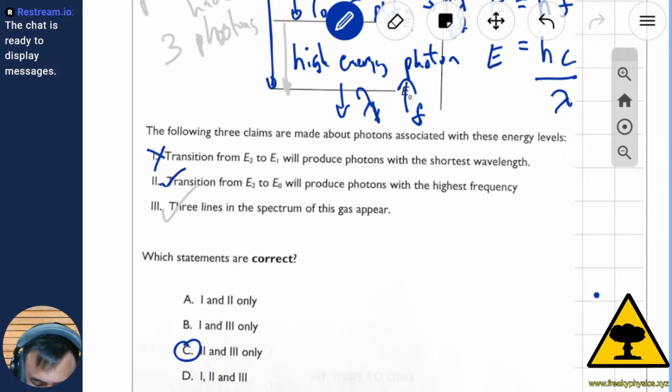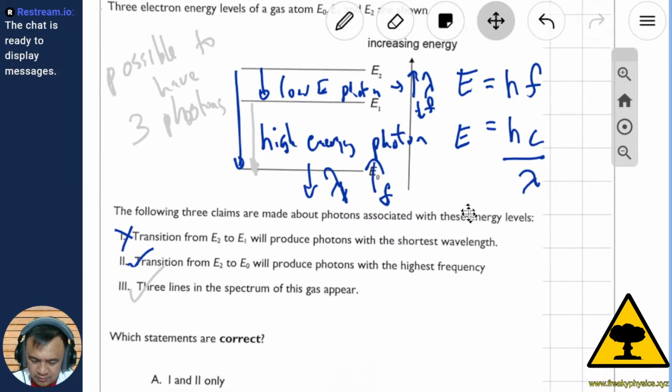Sorry, can I ask a question? Go ahead. If lambda is inversely proportional to f, and we said that E2 to E1 is the shortest, and energy is proportional to f, why is it? Okay. So the way I always think about it, just to help remember: high frequencies, think about it this way. If you are actually making something vibrate at a low frequency, you yourself are doing that.